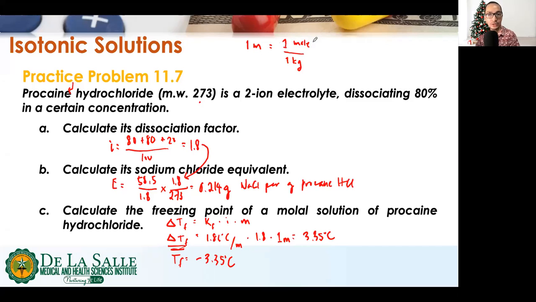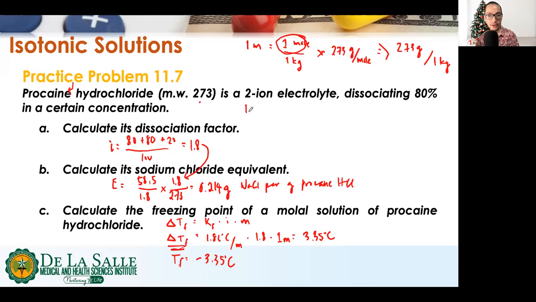So all we need to do is to convert 1 mole to grams. What will be its equivalent value in grams? We will simply multiply the 1 mole by the grams per mole of pure procaine hydrochloride. So 1 molal actually contains 273 grams of procaine hydrochloride per kilogram of the solvent. Okay? So does this sound familiar?